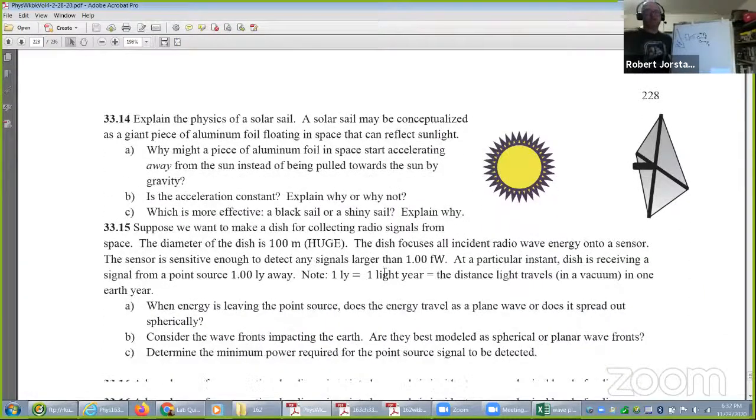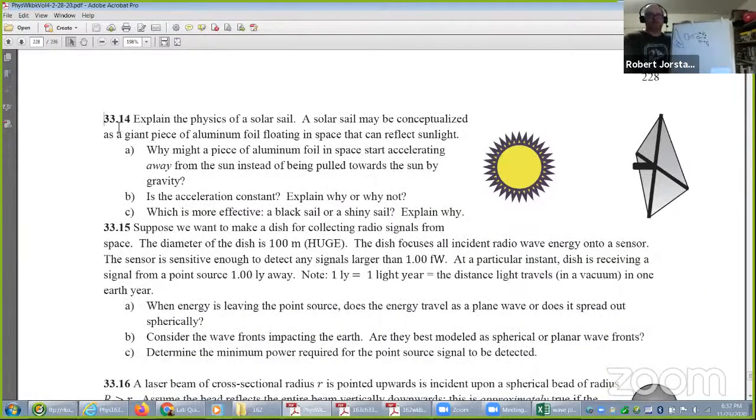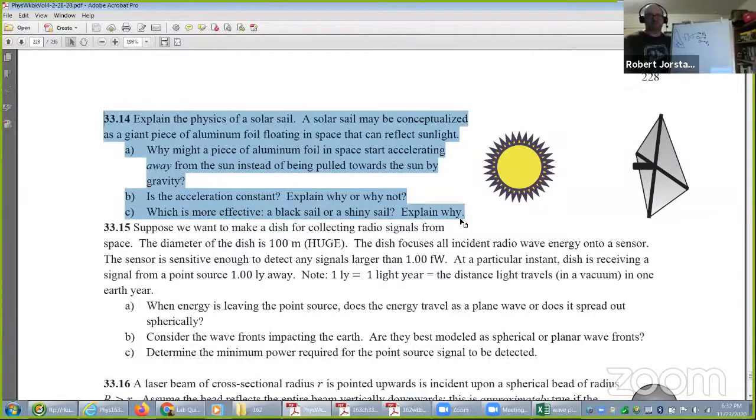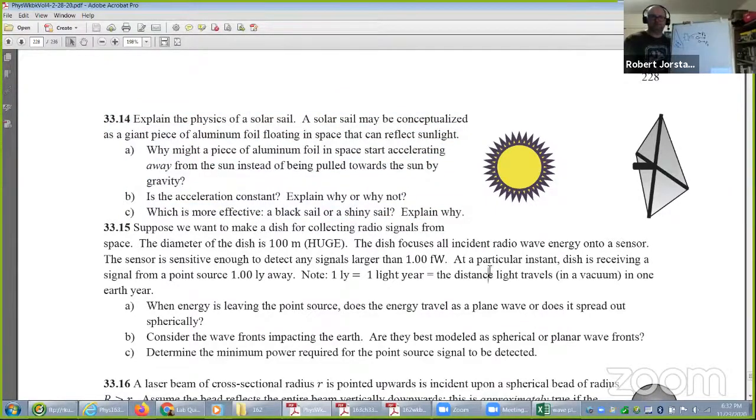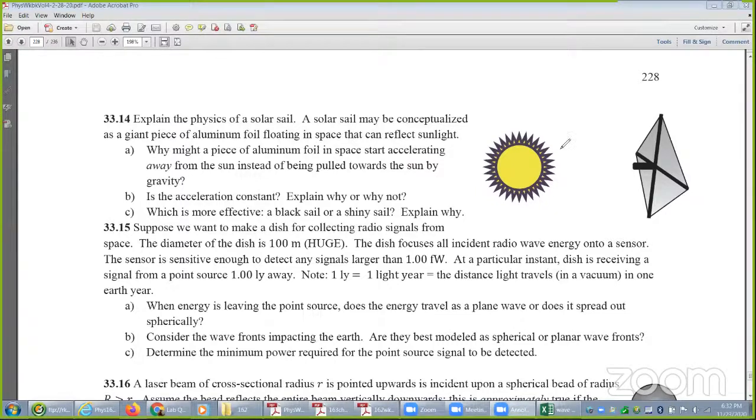All right. Now, here's an interesting one. Explain the physics of a solar sail. All right, so let's walk through. I don't know. Somebody try it, and then I'll show the solution on the screen. What do you think? Why does a solar sail work? Forget the question. Just explain how a solar sail works. The photons produce a force on the sail.